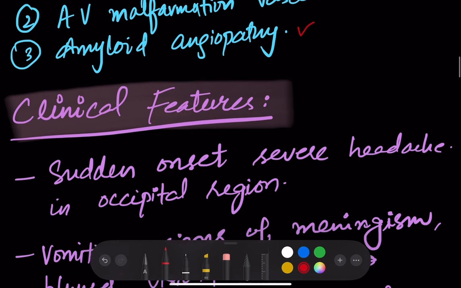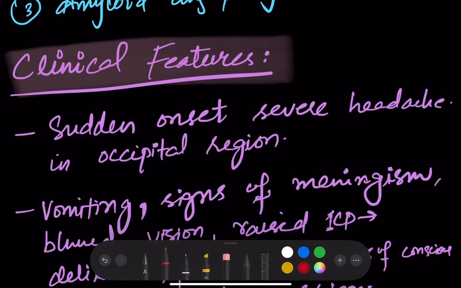Now, what are the clinical features of the subarachnoid hemorrhage, or with which signs and symptoms will the patient of subarachnoid hemorrhage present? We will discuss this. So there is a sudden onset of severe headache in the occipital region. Remember this. These clinical features will help you to differentiate the subarachnoid hemorrhage from stroke.